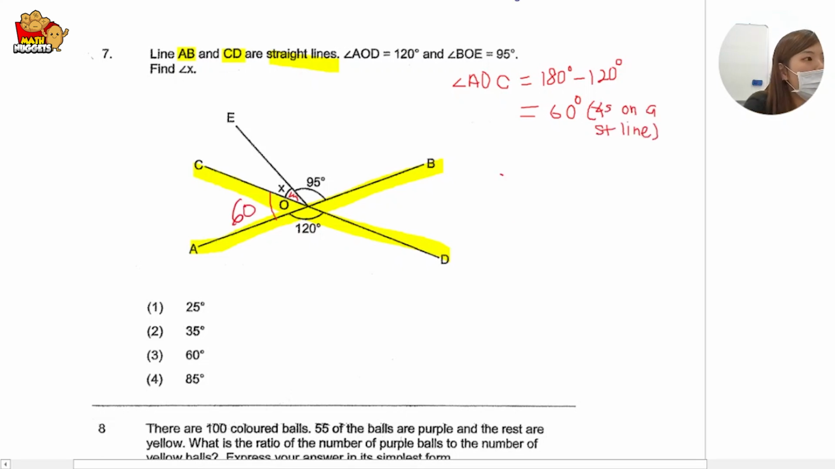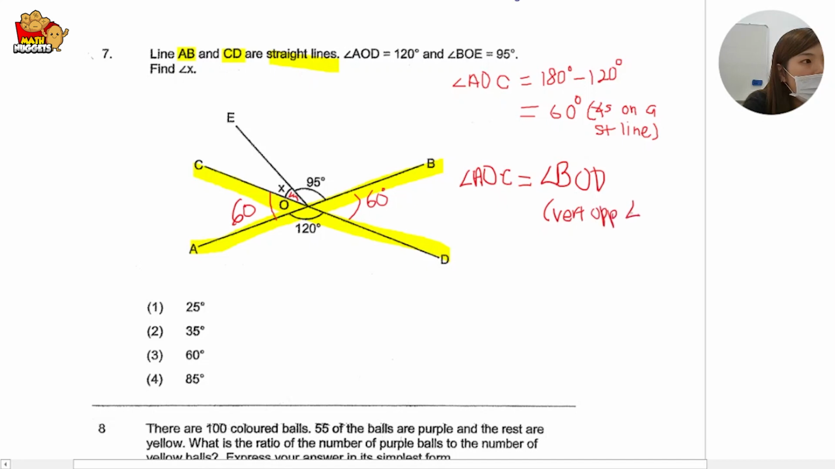So the next step. Here's 60, right? And because both are straight lines, the vertically opposite angle will also be 60. So angle AOC is equal to angle BOD because of vertically opposite angles.